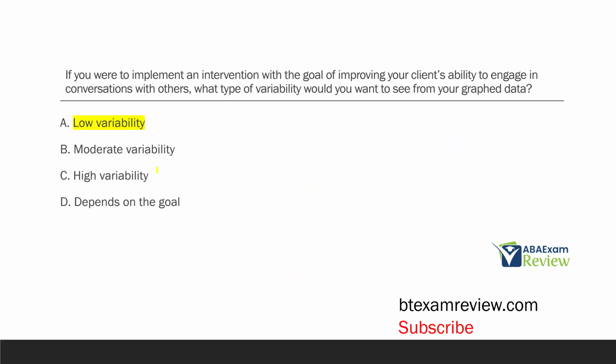Variability is typically not going to be a good thing, especially if you're intervening already, because we want to see our intervention making progress with the skill. If the behavior is jumping all over the place, there might be a different issue at hand. If you're trying to improve something or even decrease something, what type of variability do you want to see? Well, you want to see low variability.